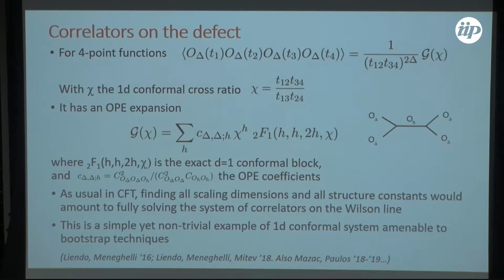Okay. So this kind of system of correlators on the Wilson line is a simple but yet still quite non-trivial example of a one-dimensional conformal system, which may be suitable for application of bootstrap techniques, for example. And this was already studied in a couple of nice papers by Pedro Liendo and Carlo Meneghelli, and it may be also interesting to apply the more recent new functional introduced by Dalimil and studied also by Paulos and Dalimil to this problem. Okay, and maybe somebody is doing this already.